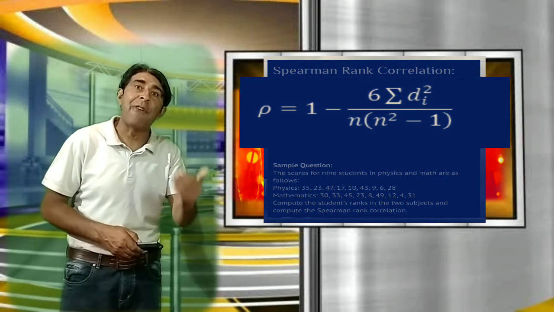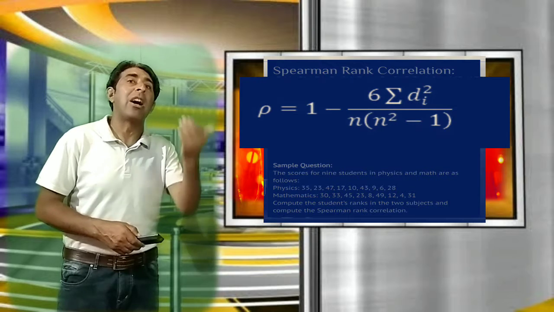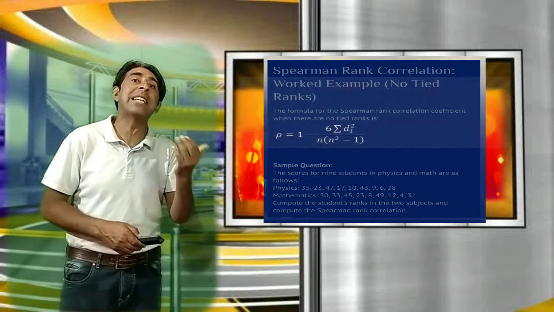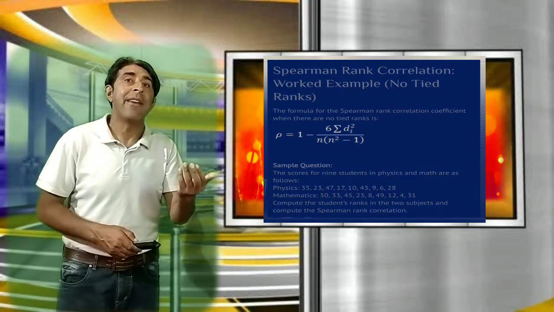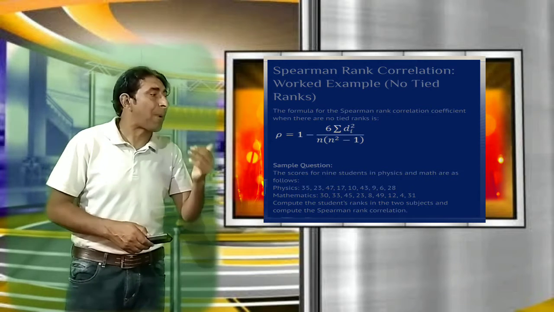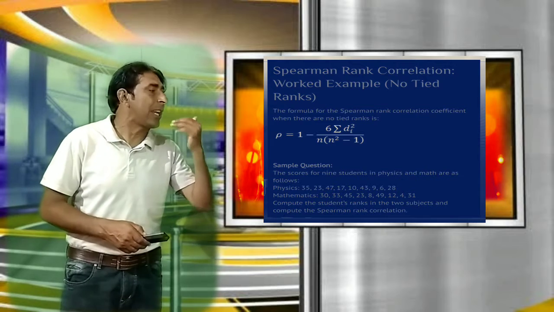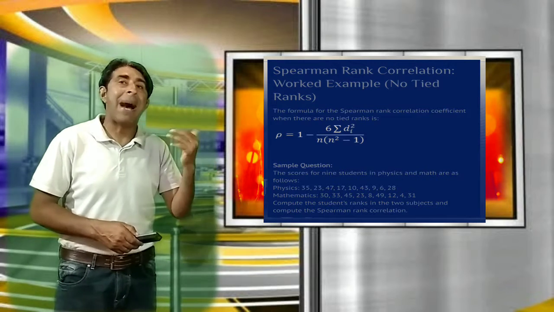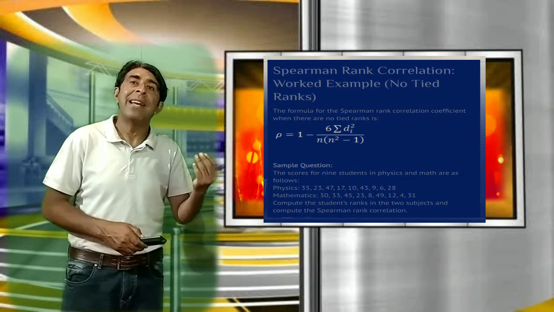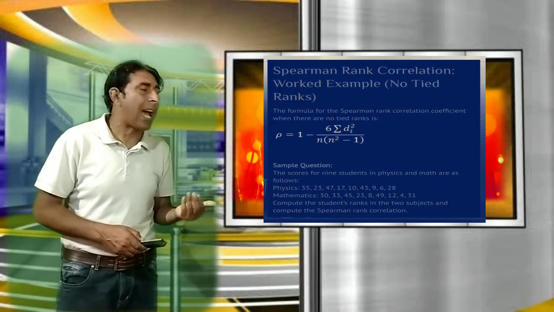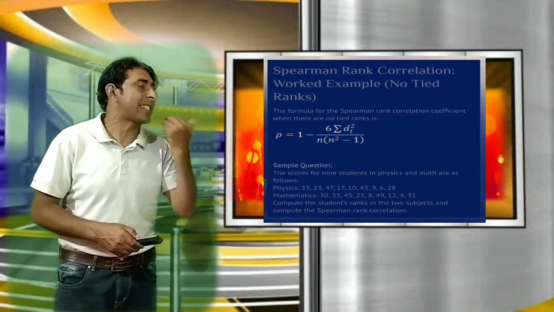N means the number of values in a variable, or the number of items in a variable. N into n square minus 1 you can say is n cube minus n, because when n is multiplied to n square, it is n cube, and n multiplied to minus 1 gives minus n. So you can write: 1 minus 6 sigma d square divided by n cube minus n.